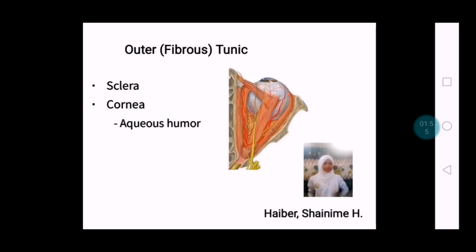And also, this transparent cornea occupies the front center part of the external tunic. It serves as the eye's window, which lets in the light and bends its rays.